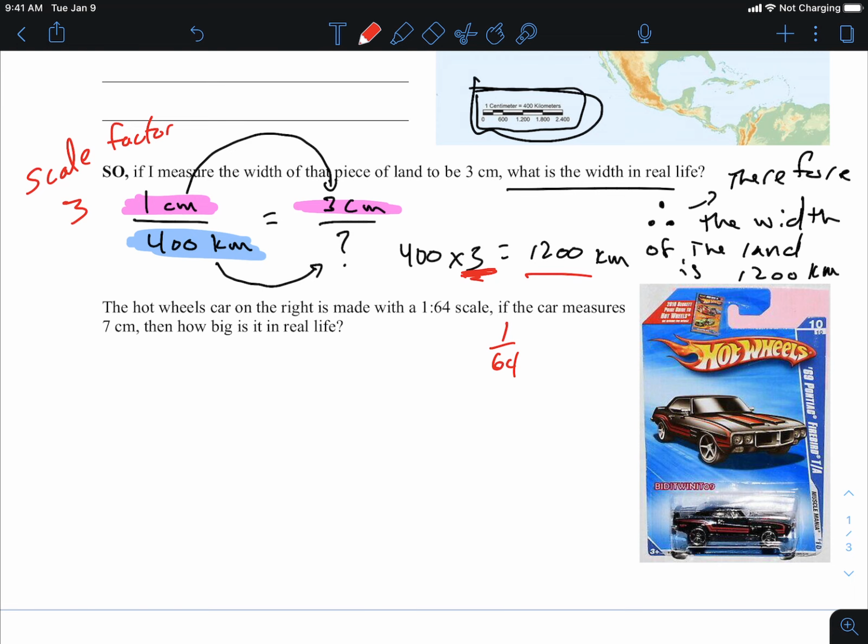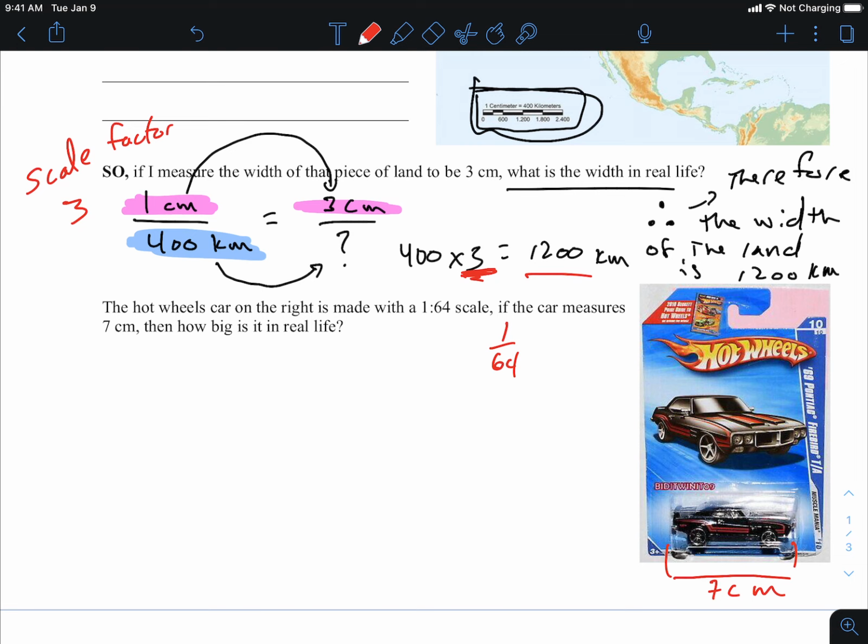Okay? So our question is, because you could put a ruler up and measure the car in centimeters, and let's say it's 7 centimeters, how big is it in real life? I know you know the answer. We gotta figure it out.